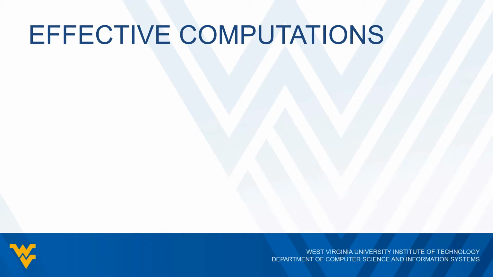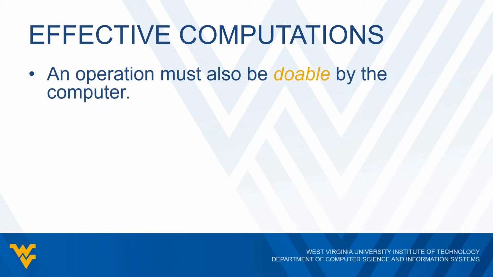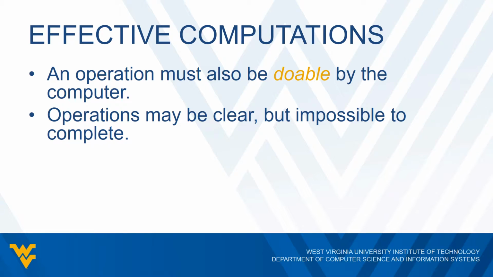Now, it's not enough for an operation to be understandable. It must also be doable by the computer. For example, if an algorithm tells the person to flap its arms very quickly to fly, well, we may understand what we're supposed to do. We may understand the operations, but it's still impossible to complete. I don't care who you are. If you flap your wings a bunch, or technically you don't have wings, you have arms, if you flap your arms, you're not going anywhere. So we can't do that.